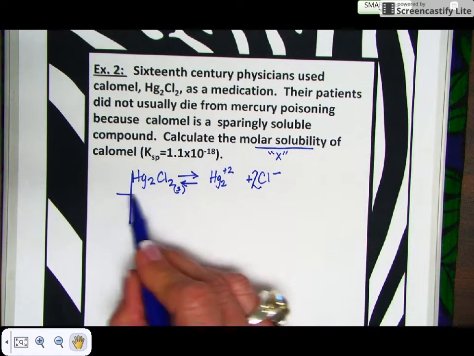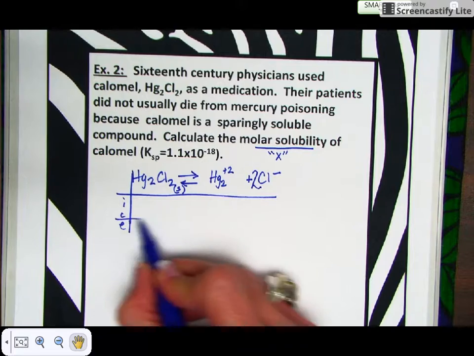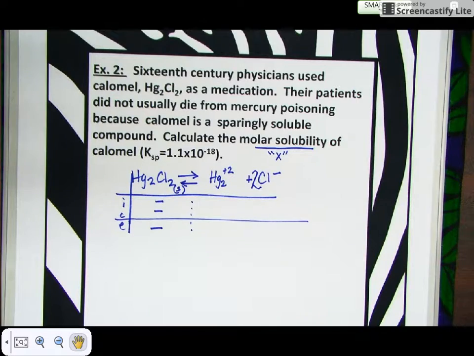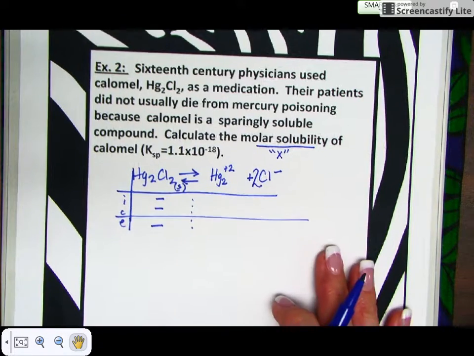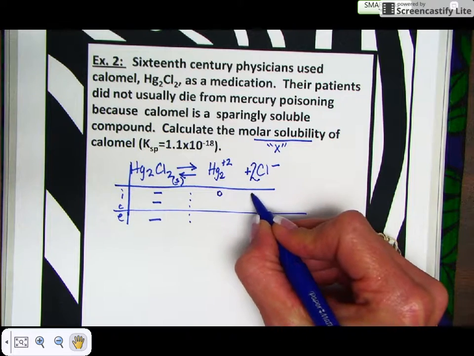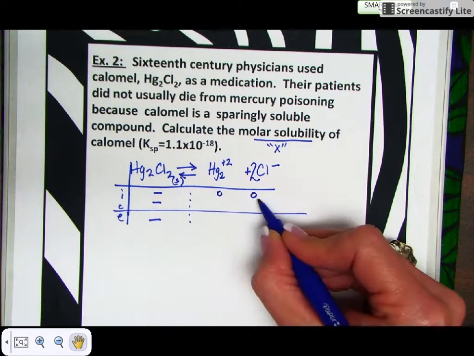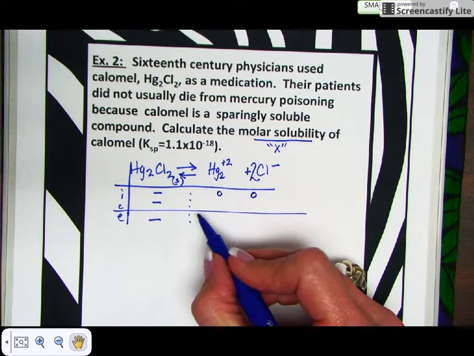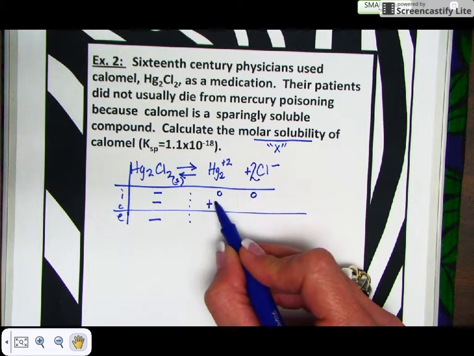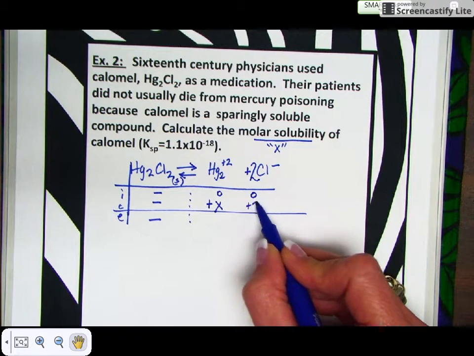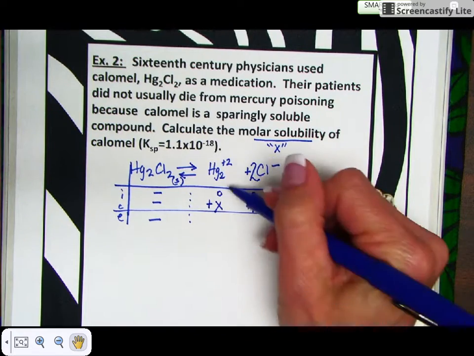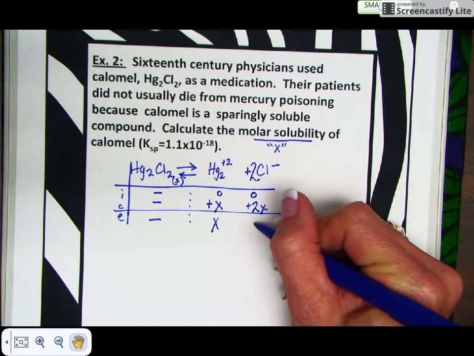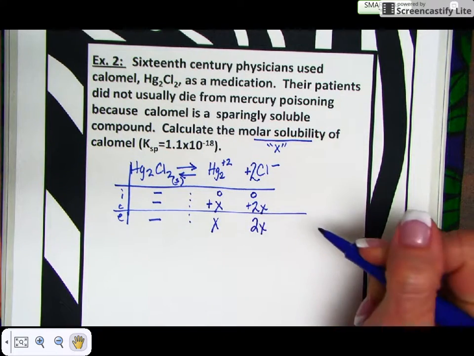All right, let's ICE our problem. For this, the solids are not going to affect the equilibrium, so we put no values there. In your initial row, the initial concentration of the ions is zero, but once they start to dissociate, you define your shift in terms of x. So this will be a plus x here, and this will be a plus 2x here. That means at equilibrium, the concentration of the mercury 1 ion is equal to x, and the concentration of the chloride ion is going to be equal to 2 times x.